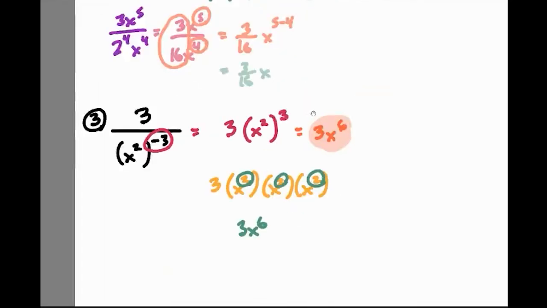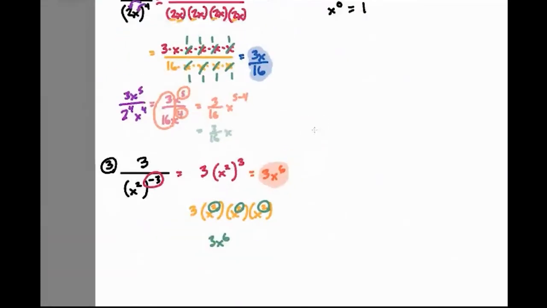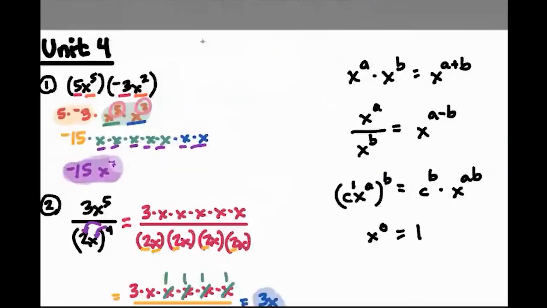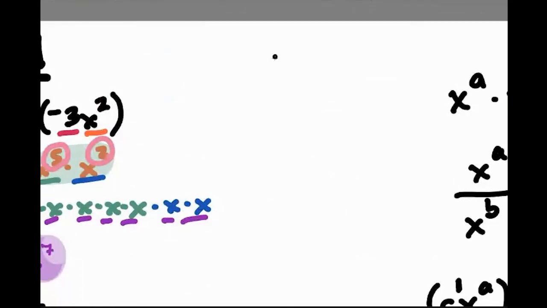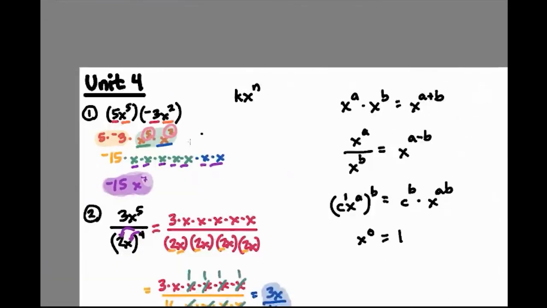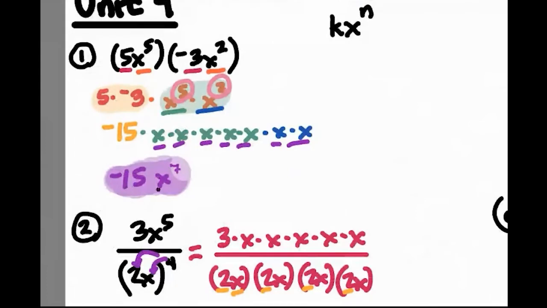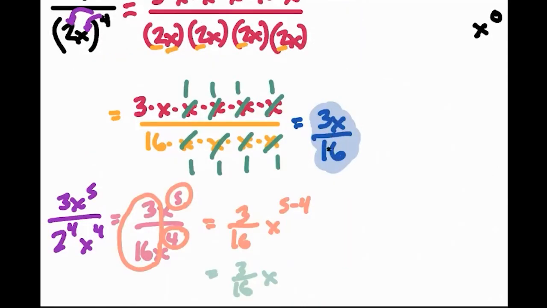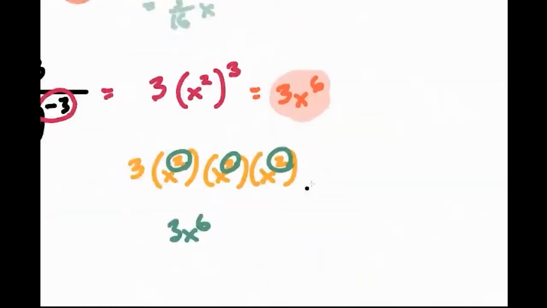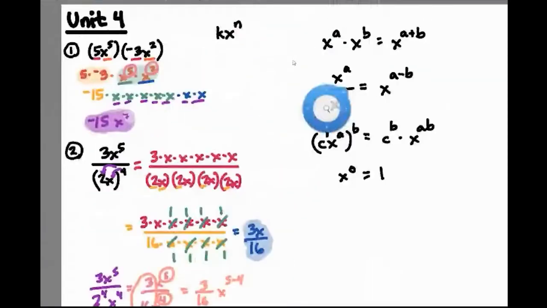Your answer should always be in the following form. I'll write this up here. It should always be some constant k times x to the n. So it should look something like this when you're doing these problems. It'll always say that in the instructions, but like this one right here, the k is negative 15, x to the n is 7. So it looks like it follows that format still. This one is 3x over 16. Well, 3 over 16 is the k, x to the first is the x to the n. This one, 3x to the 6th, is kind of self-explanatory. But they're supposed to look like this, long story short, by the end.